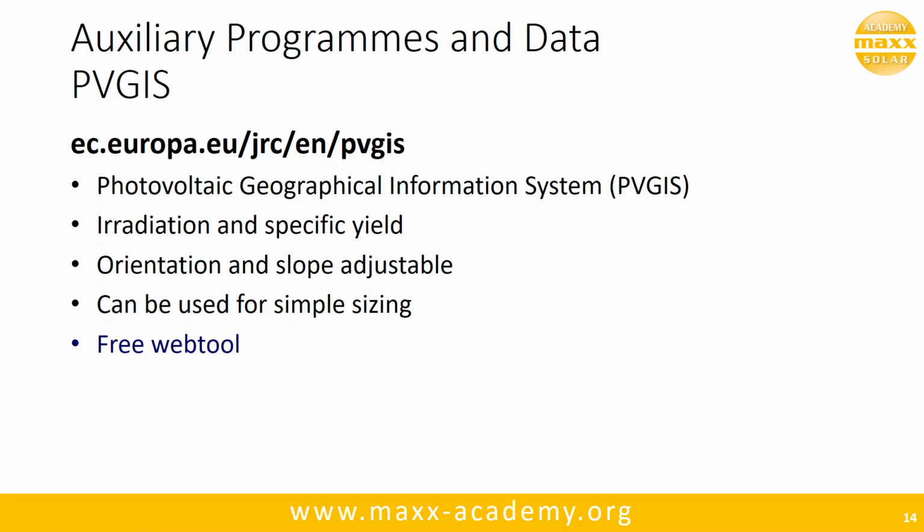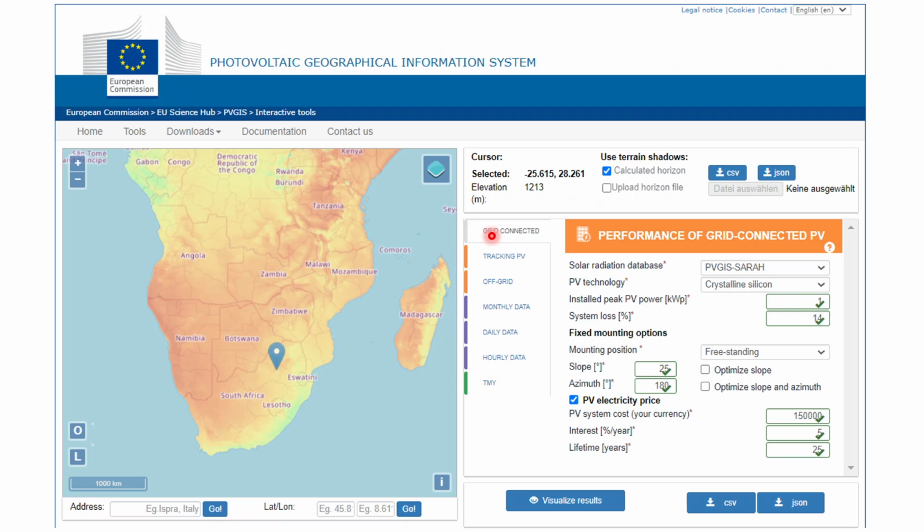Great. So the third program we're going to look at is PVGIS, or Photovoltaic Geographic Information System. It gives you irradiation and specific yield values. You can adjust the orientation and slope of your panels, and based on that it will change the yield. It's a tool you can quickly use for simple sizing, and it's free and it's web-based. Great, so that's what it looks like.